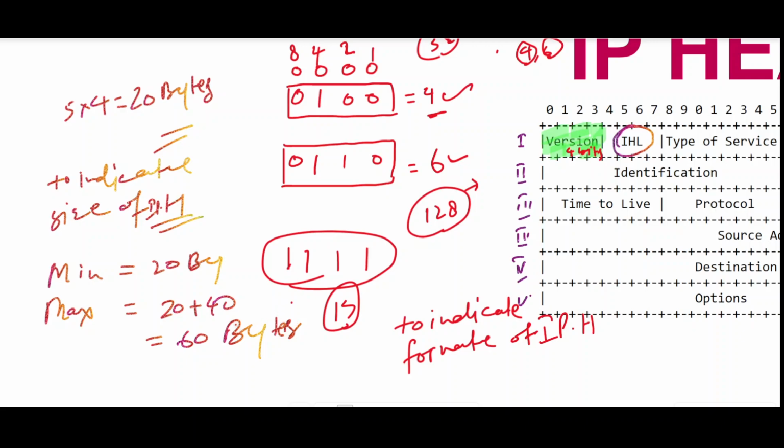If you want to find the number of rows, we divide by 4. So if you divide 60 by 4, you get 15, so 15 rows are available, because the options are 0 to 40 bytes. Clear? So this is the whole information about internet header length.